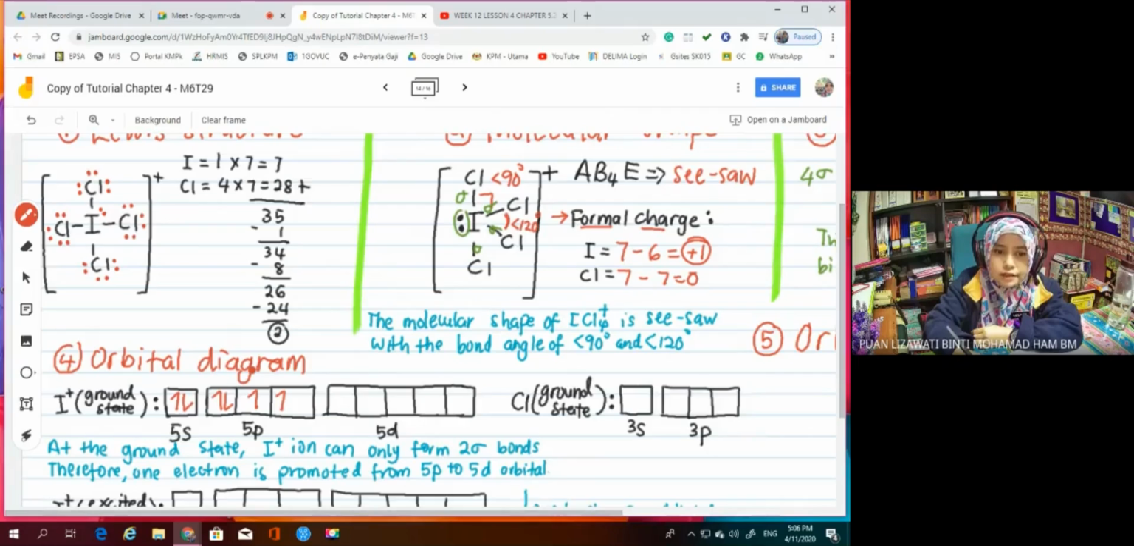At the ground state we can see here there are 2 paired electrons and 2 single electrons, which means it can form 2 sigma bonds. We refer back to the molecular shape. We want to form 1, 2, 3, 4 sigma bonds with one lone pair. Therefore, one of the electrons from 5p has to be promoted to 5d. And the paired electron in 5s is retained to show the lone pair electron.